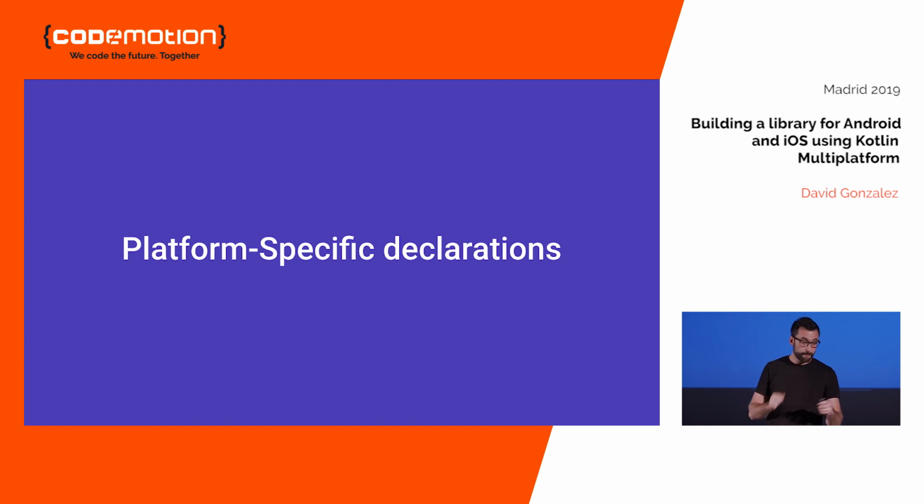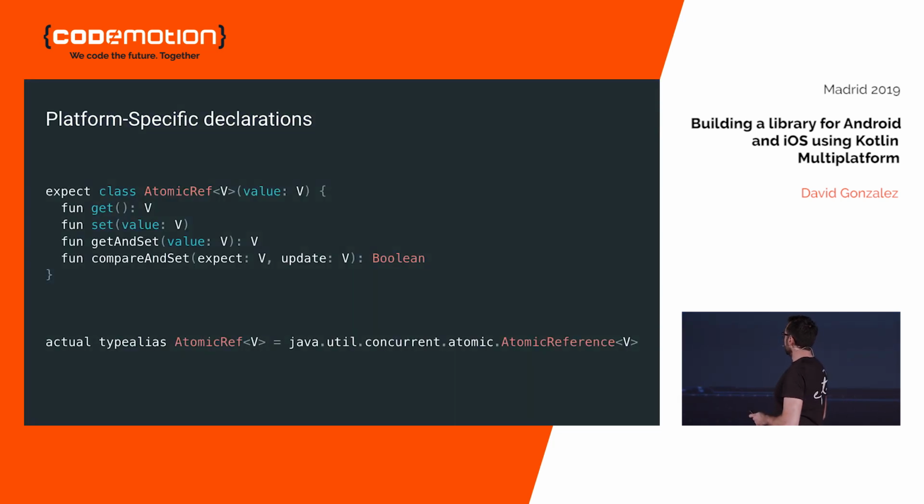Something which is very interesting as well: you can define these platform-specific declarations. Let's say an example. You expect a class called atomic reference. What you can do is define a type alias in Kotlin that says that whenever I have a reference to the atomic reference class, when I'm using this module, I really want to use the atomic reference class from Java. That means that you can have type aliases between one class that you define, and then the actual implementation or the actual construction of the class in another module.